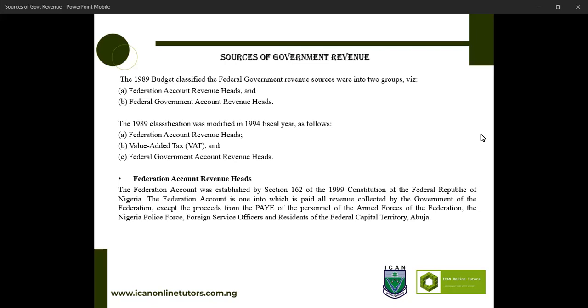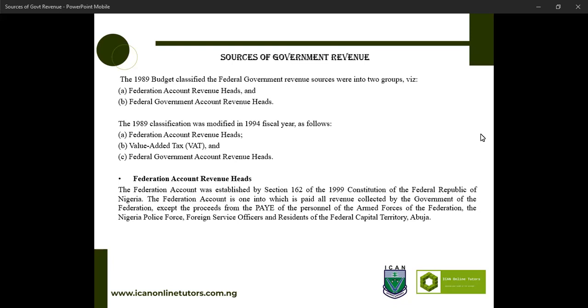Don't forget that we have two. I said we're having two classes. The first class is what? Federation Account, which is having heads what? Head one, head two, head three. While the second class is CRF, Consolidated Revenue Fund account. And that is having heads six to what? Head six to head 17.